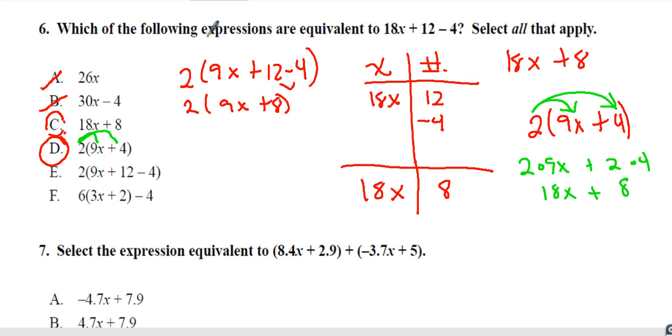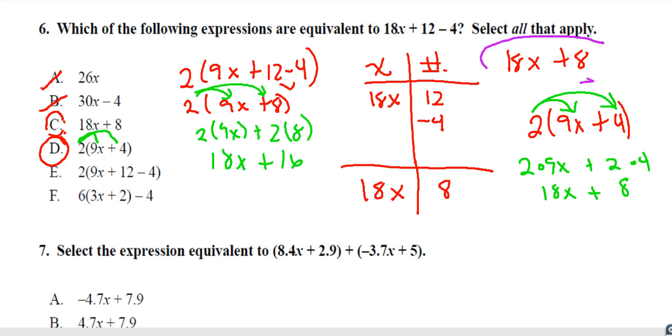Well, if I already had 2 times 9x plus 4 as an equivalent expression, it's not likely that this is, but just to confirm, 2 times 9x plus 2 times 8, that's 18x plus 16, which is not what I was looking for. My focus is 18x plus 8. So this is not right. And then the last one is just a matter of trying it out.